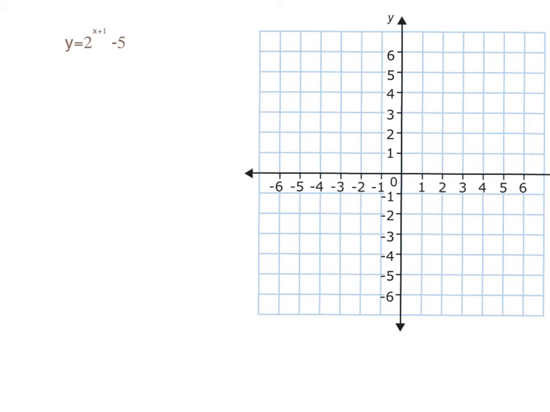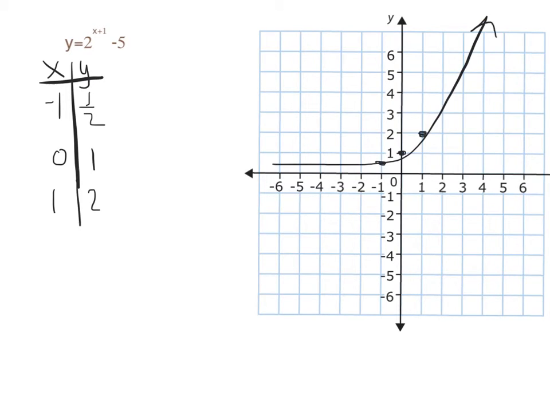Let's look at an example that has the transformations with it. So I always graph my parent graph. So -1, 1/2, 0, 1, 1, 2. So there is my parent graph, but then I'm going to transform it. I'm going to be looking at this 1 is -1, so that means I'm going to be going to the left, and because this is a -5, I'm going to be going down. So every single point, I'm going to go to the left 1 and down 5.